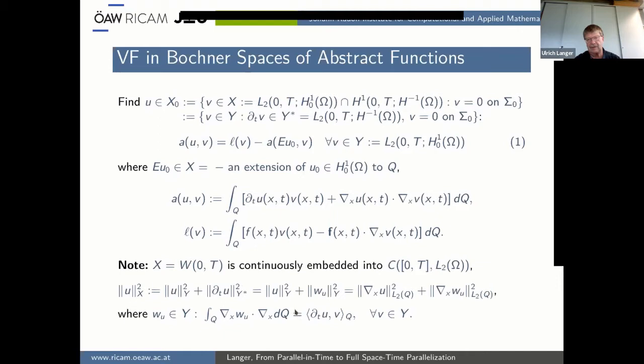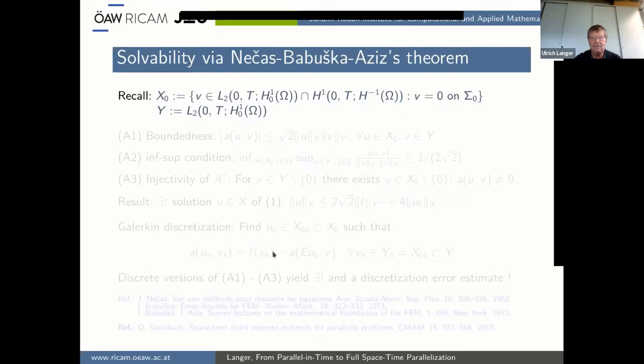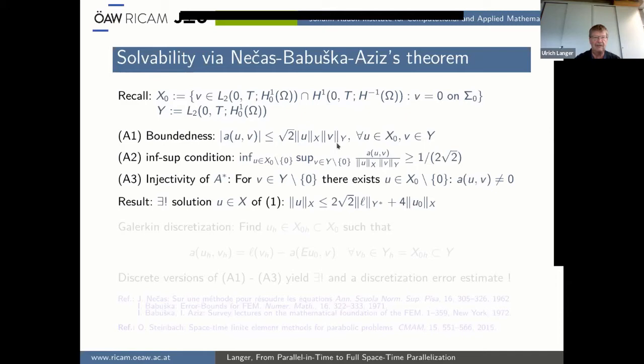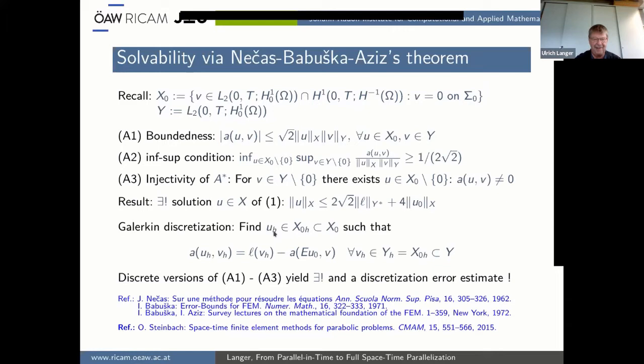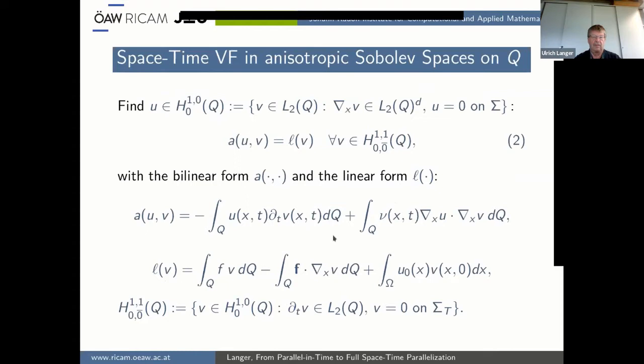Okay. The solvability you can do by Nečas, Babuška, Aziz. You need indeed three conditions. You need boundedness, this is easy. You need the famous inf-sup condition, and you need injectivity of A star. Then this operator is an isomorphism if and only if. Then you need a discrete version of the inf-sup condition. Here you need basically only the inf-sup condition in order to have existence and uniqueness of the discretization. So we use here a subspace of X. That means Olaf Steinbach was using this.